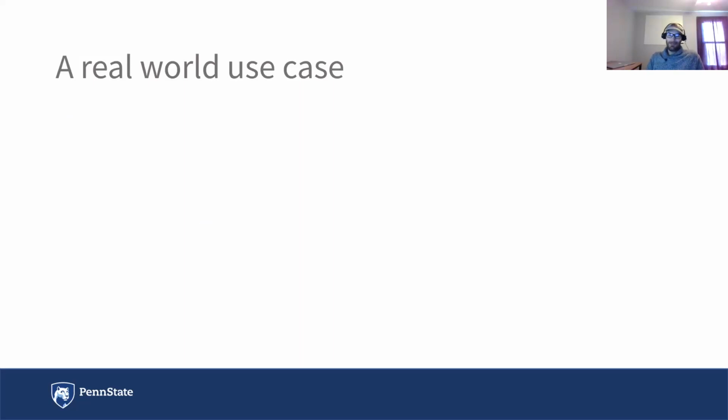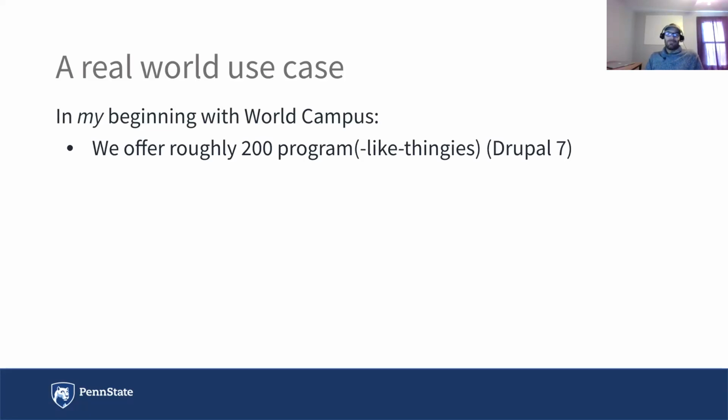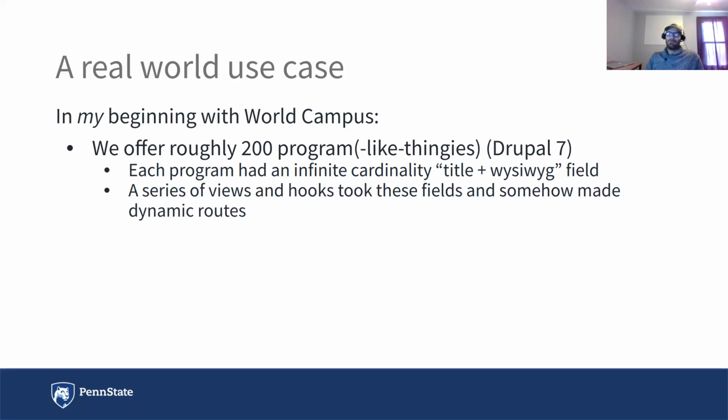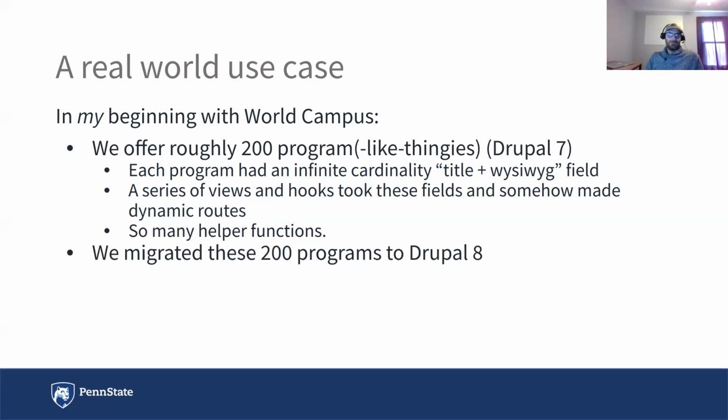So stepping into our real world use case, when I started at World Campus, we were on Drupal 7. We had 200, I'm calling them program-like thingies because that is a pretty loose term. Each one of these nodes had an infinite cardinality title plus WYSIWYG field that we somehow used a series of views and hooks to take and make dynamic routes out of. So essentially you add a title and a WYSIWYG item, you get a new page out the other side. We did this with a lot of helper functions.